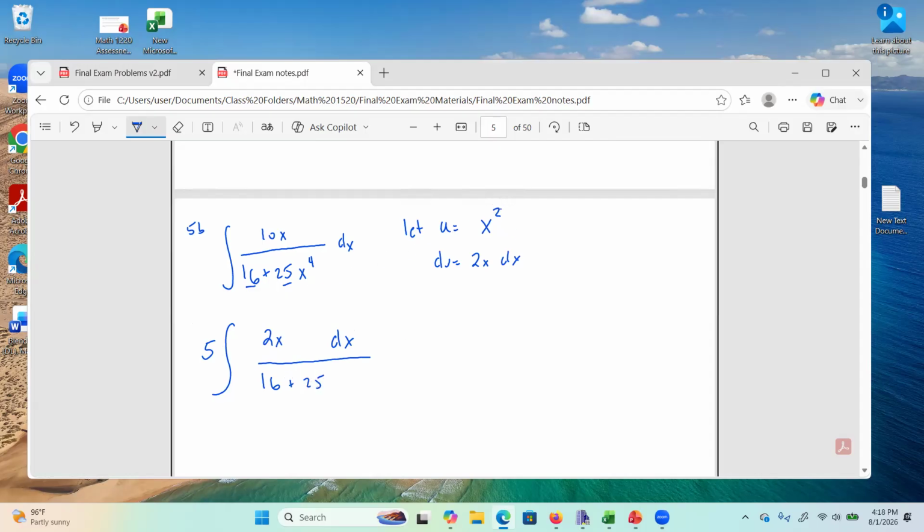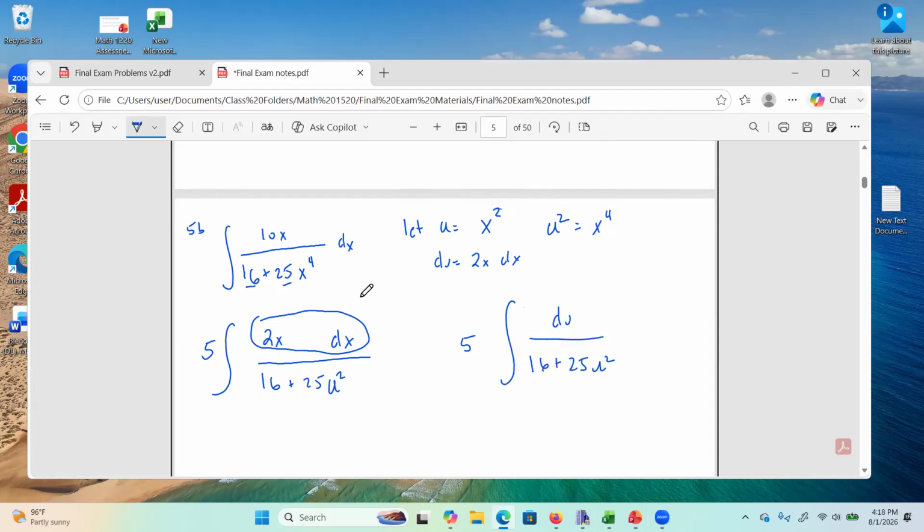On the bottom, we've got a 16 plus 25. Instead of x to the fourth, I'm going to say u squared is equal to x to the fourth. That's looking like an inverse tangent, okay? So right here, we're going to pull this aside. I've got a 2x dx here. We've got 5 integral du over 16 plus 25u squared.